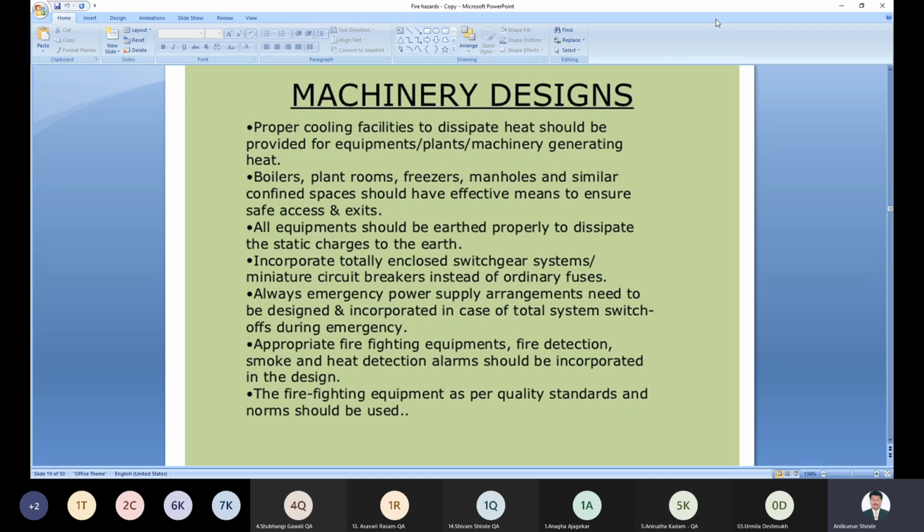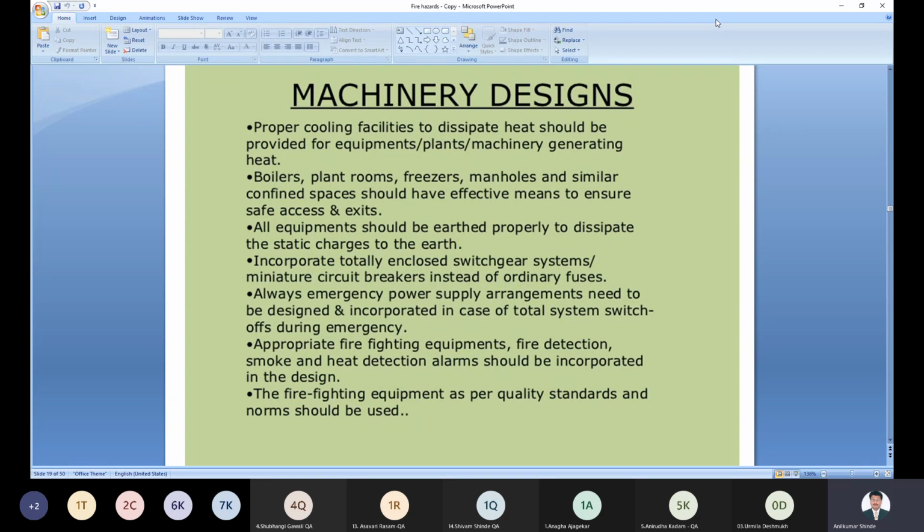For that, maybe boilers, we can use different boilers to create energy or heating. Plant rooms, freezers, manholes and similar confined places should have effective means to ensure safe access and exit. All equipment should be earthed properly to dissipate static charges to the earth. Earthing should be required for every equipment, especially those that are big in size.